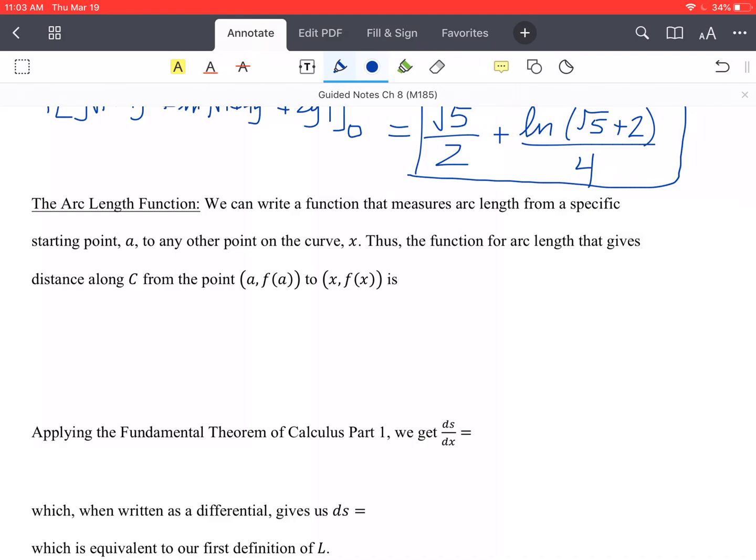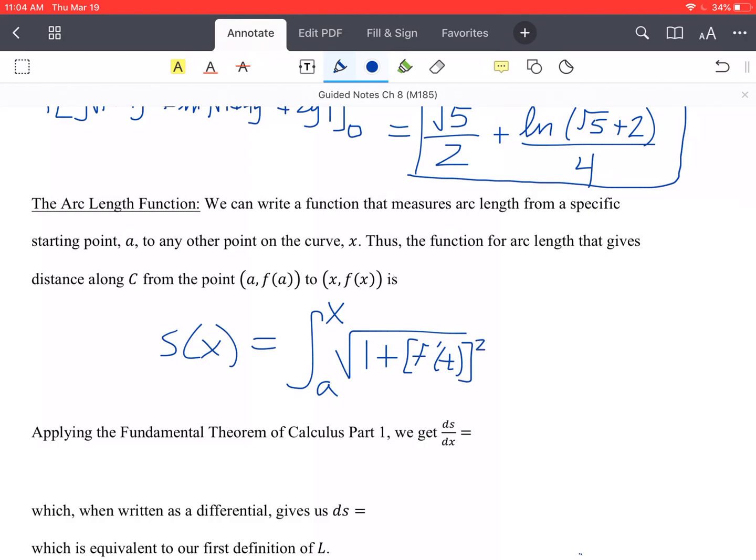So the function for arc length, this is going to be written s of x, and that's equal to the integral from A to X of the square root of 1 plus f prime of t squared dt. And if you're wondering, wait a second, why is there a t in here? T is just a placeholder variable. It really doesn't matter. It's just that we don't want to use x in the bounds and use x on the inside because that can get confusing.